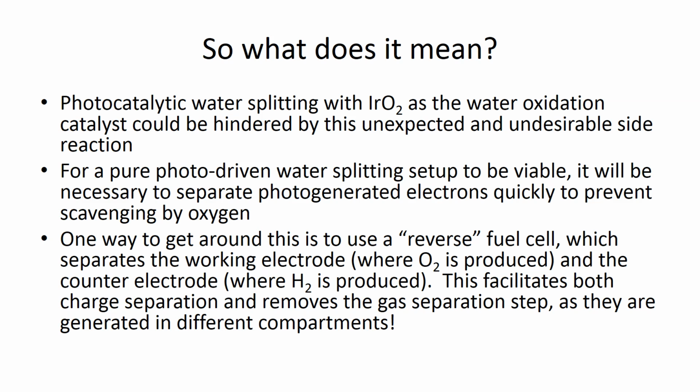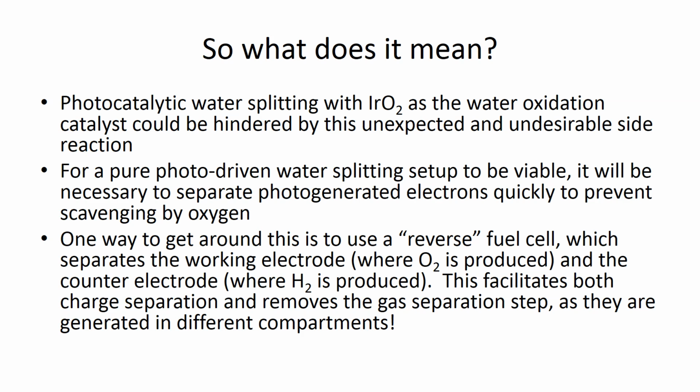For a pure photo-driven water splitting setup to be viable, it will be necessary to separate photogenerated electrons quickly to prevent scavenging by oxygen. One way that we found to get around this is to use what we call a reverse fuel cell, which separates the working electrode where the oxygen is produced and the counter electrode where the hydrogen is produced with the membrane.